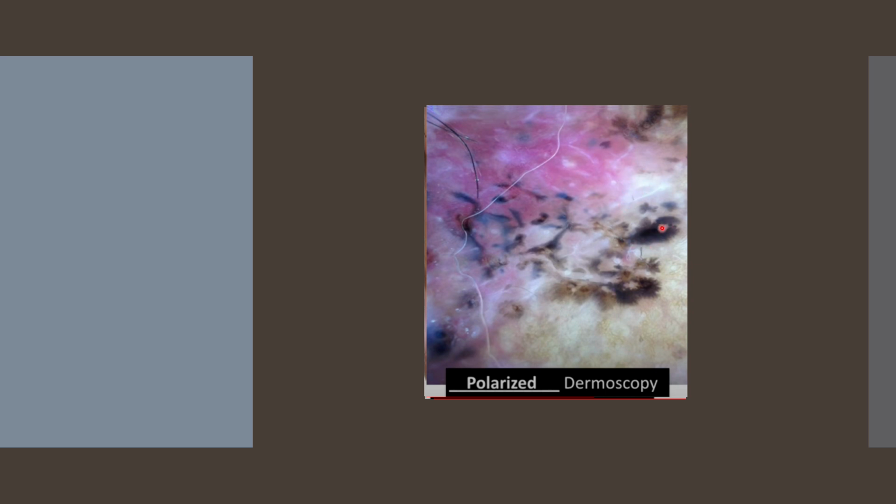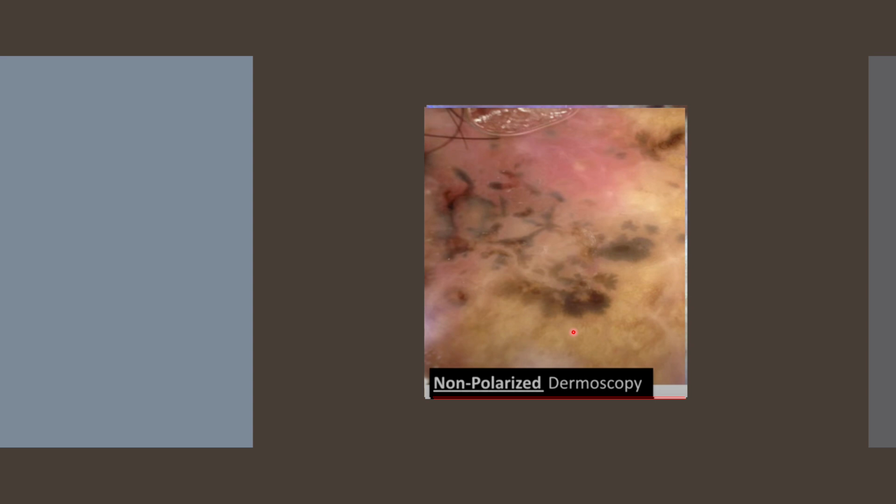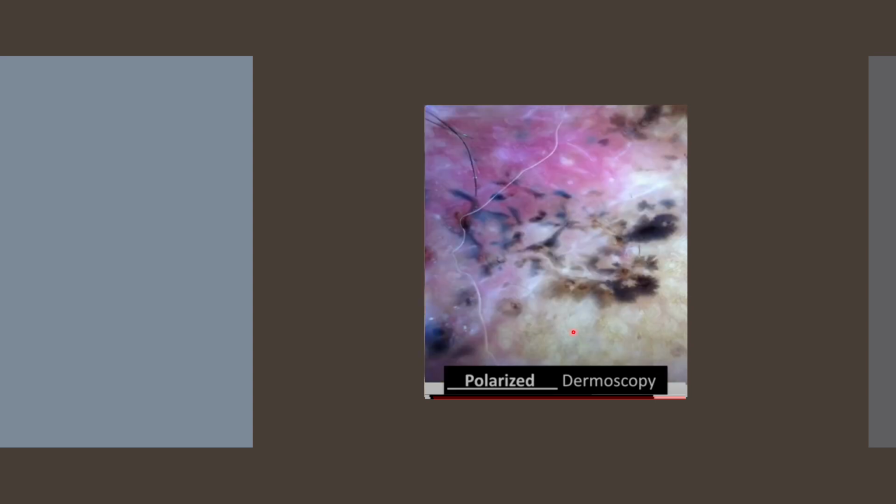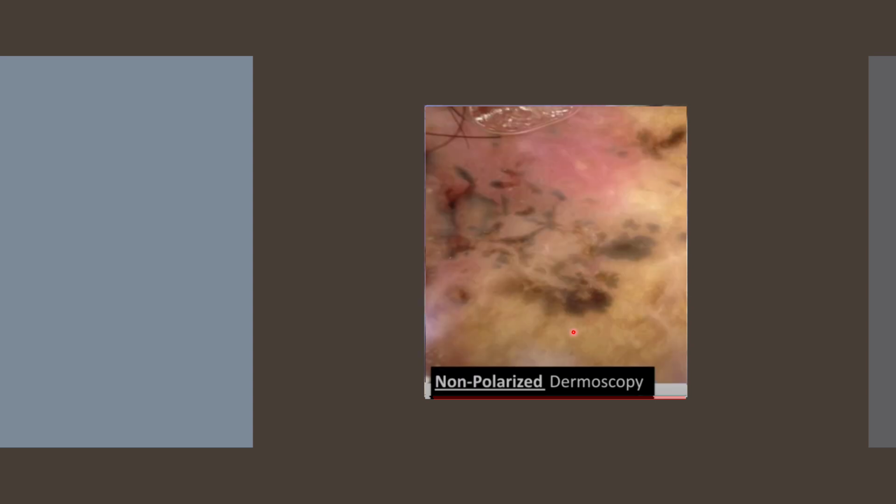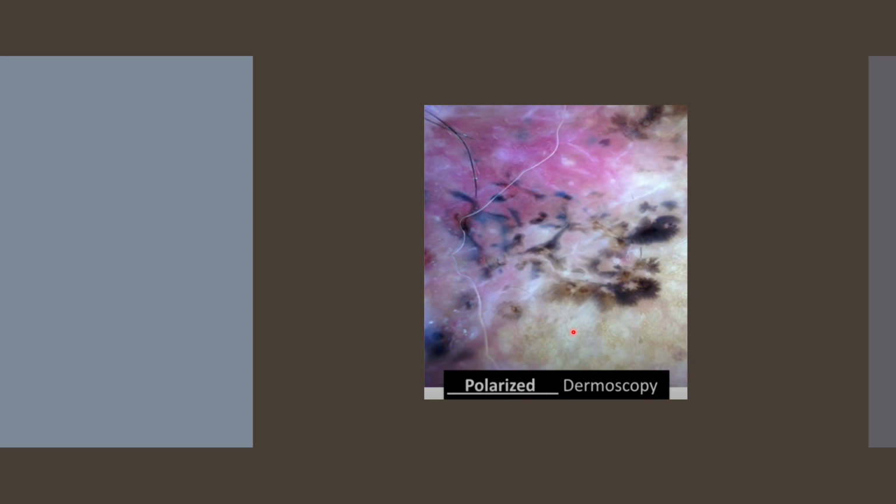Again, the gray ovoid nests are more prominent in the polarized dermoscopy. Non-polarized mode and again the polarized mode. Non-polarized and polarized. So this vascular flush, which is deep in the dermis, is more prominent in the polarized dermoscopy. And as I told you previously, these shiny white lines, which are due to the altered collagen, are again more prominent in the polarized dermoscopy.